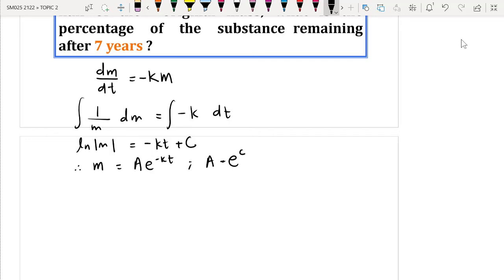Alright, we're done with the mass equation, but then still same problem. We don't know yet the values of A and K. So using the first info, they didn't say the initial mass in this question, so we just assume it.